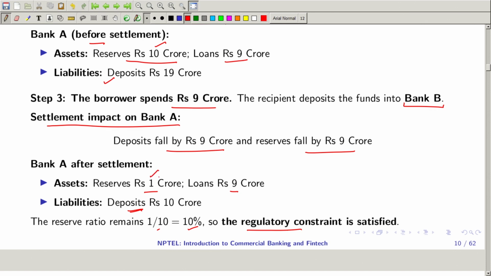So 10 crore of 10% is 1 crore. So with the 9 crore decline, it will have to maintain 1 crore. So 1 crore it is maintaining. If it is less than that, then the bank will have to add to this reserve. So this is what we are saying.